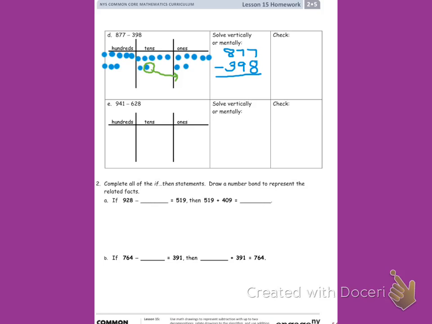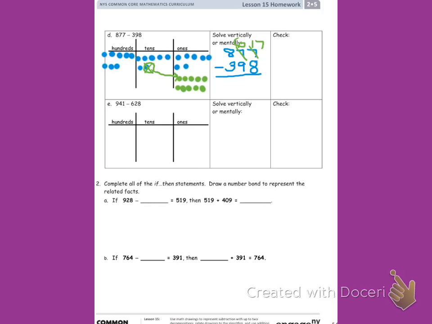I know that there are 10 ones in a group of 10, so I'll draw them here. 1, 2, 3, 4, 5, 6, 7, 8, 9, 10. And I'll cross out the one that I unbundled so I don't accidentally count it later. Now I'll make these moves shown on my vertical problem. I had 7 ones. I need to take away 8 ones. That wasn't possible, so I unbundled a group of 10. So instead of having 7 tens, now I have 6 tens. I put the 10 ones in the ones place, so instead of having 7 ones, I now have 17 ones.